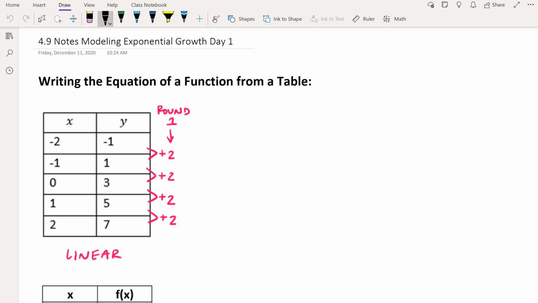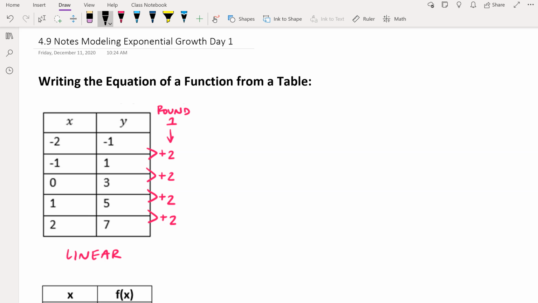This first table is linear. We found that out last class. How do we know it's linear? Because these y values are changing by a constant plus 2 each time. The way that we figure that out is we do 1 minus negative 1 equals 2. Then we do 3 minus 1 equals 2. No matter what, 5 minus 3, 7 minus 5, we will get 2. They're changing constantly. So that's why it's linear.